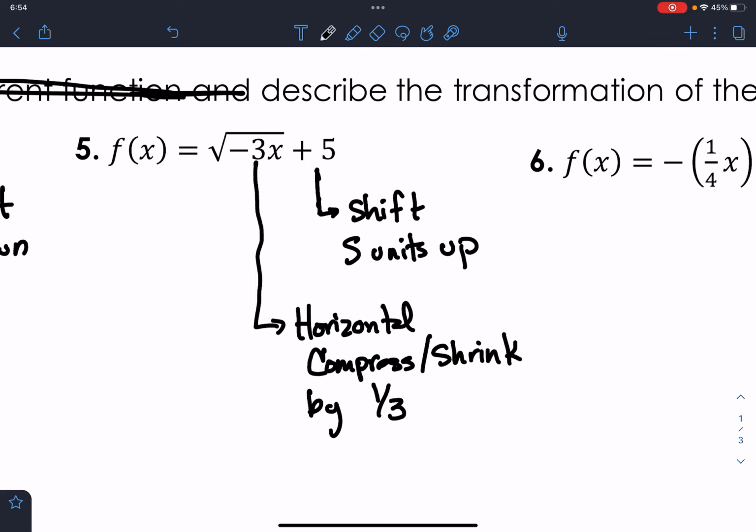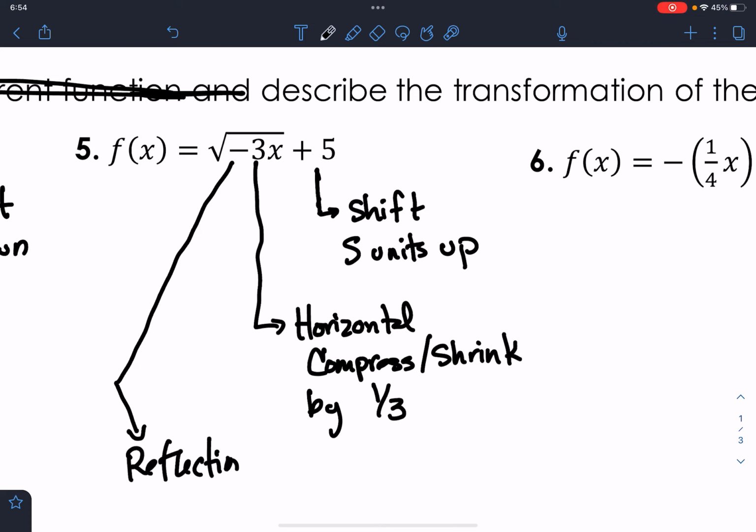And the negative sign, well, that's going to result in a reflection. And it's a horizontal reflection, which means that we're going to jump over the y-axis.